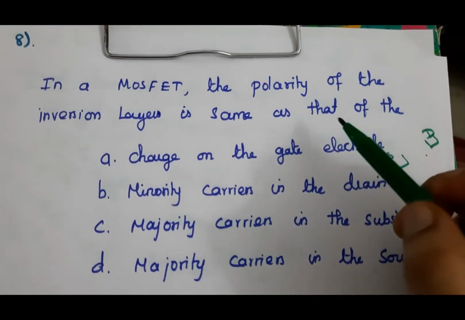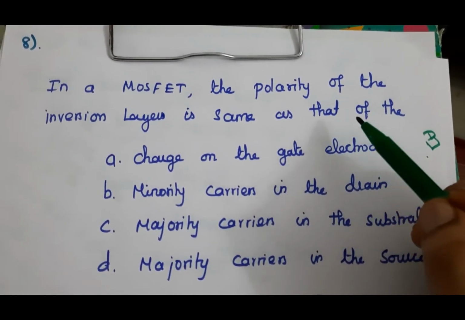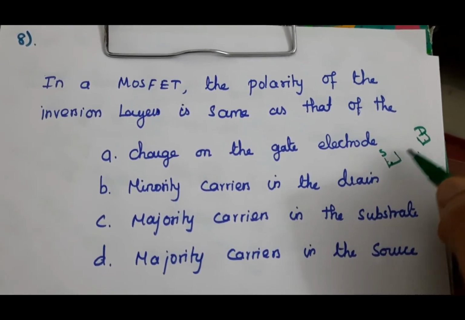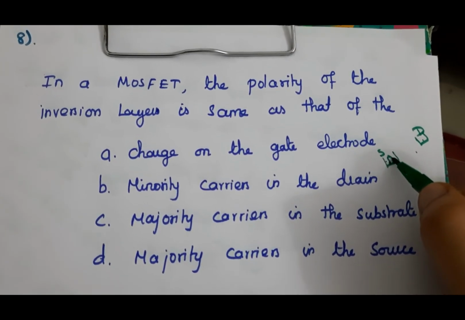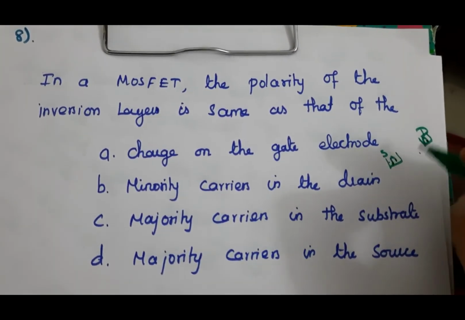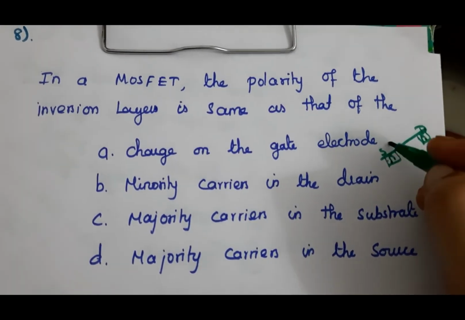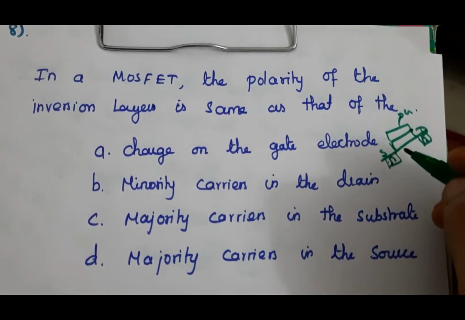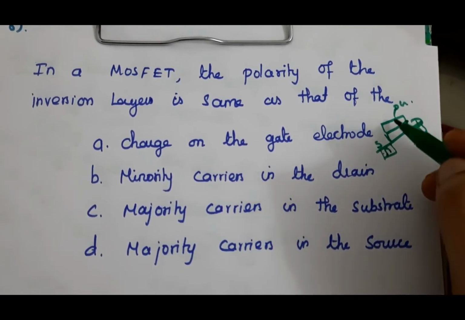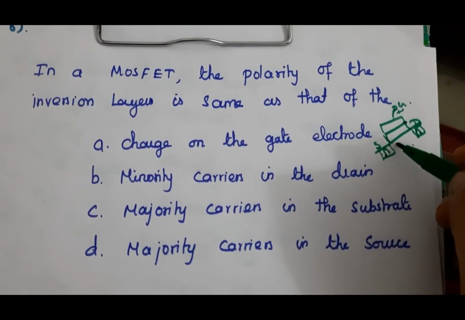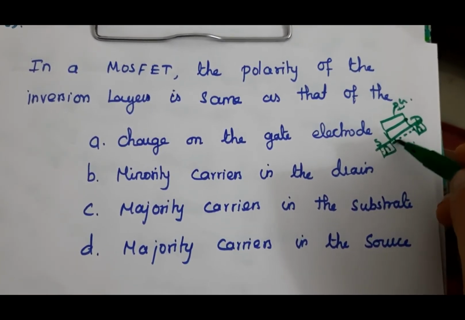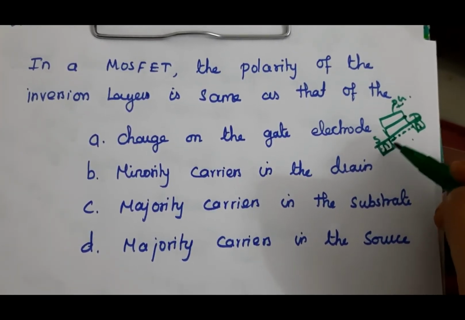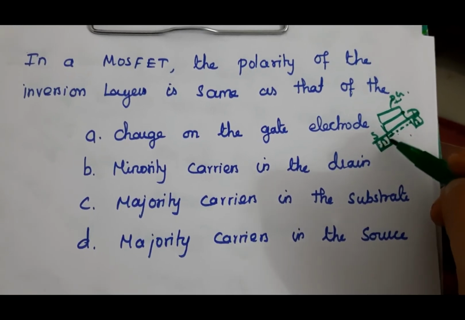And next question, in a MOSFET, the polarity of the inversion layer is the same as that of, and in a MOSFET, the source and drain have similar polarity. That is, this is negative, meaning N, and this is also N. And this is the insulating layer and above this is the gate. So how do you make a channel between the source and drain? If you give positive here, you can induce negative here. So it will act as a channel between the source and drain. So this source is N, so the channel also has the same polarity N.